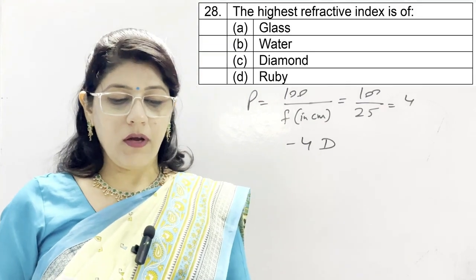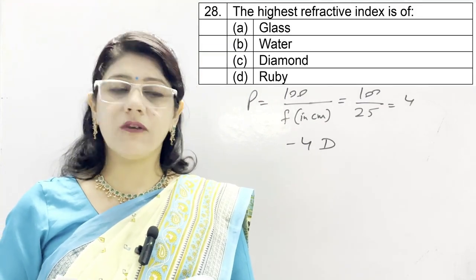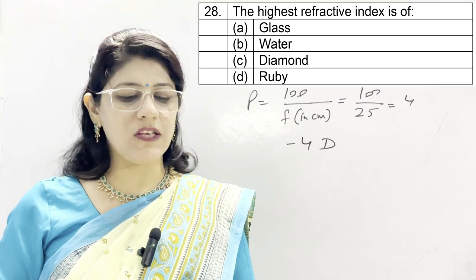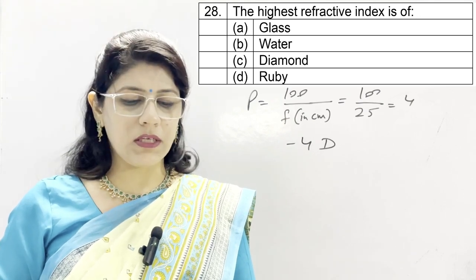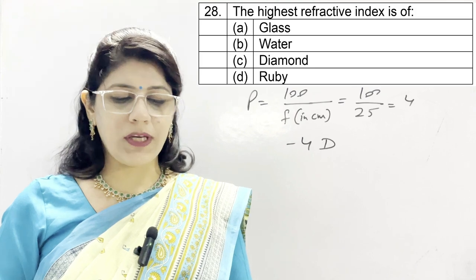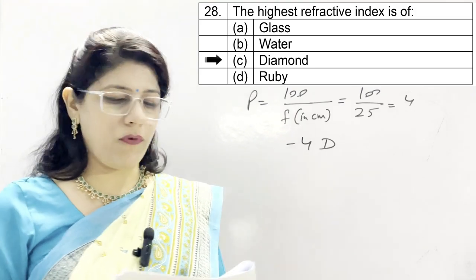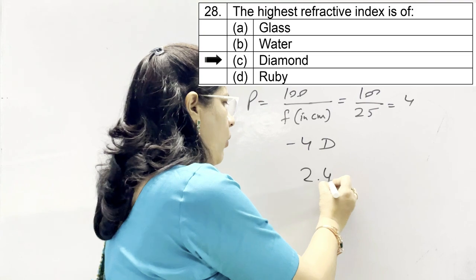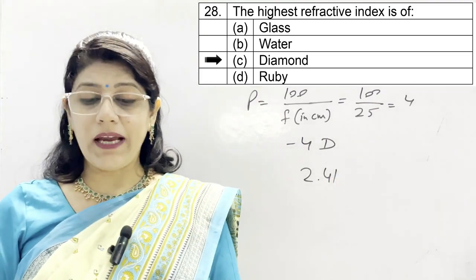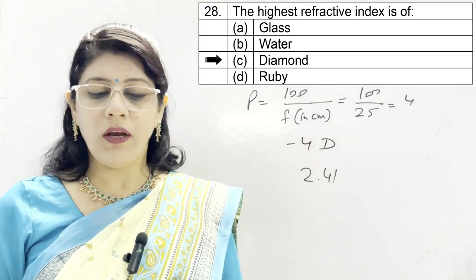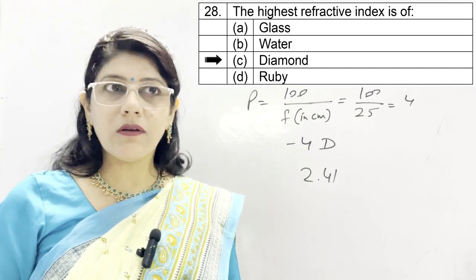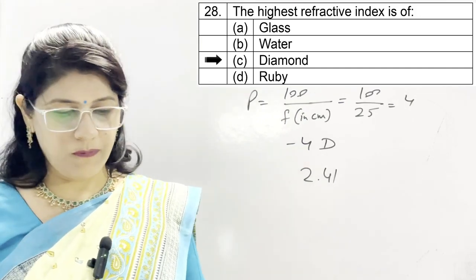Question number 28. The highest refractive index is of. Option A is glass, B is water, C is diamond and D is ruby. And the correct option is C, which is diamond. We know the refractive index of diamond is 2.41.